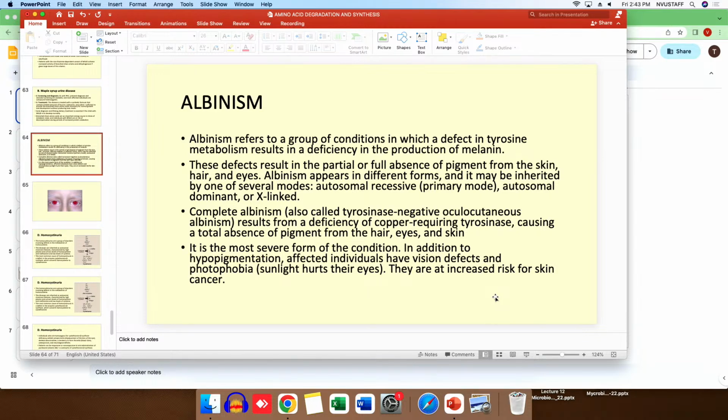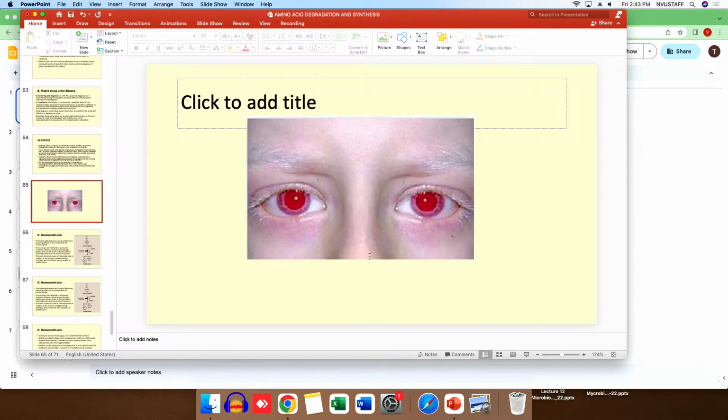We have complete albinism and partial albinism. Complete albinism means tyrosinase-negative albinism, where there is a complete absence of the enzyme that requires copper. Tyrosinase is completely absent in the patient with complete albinism, so no melanin whatsoever. And in partial albinism, there is some activity of the enzyme.